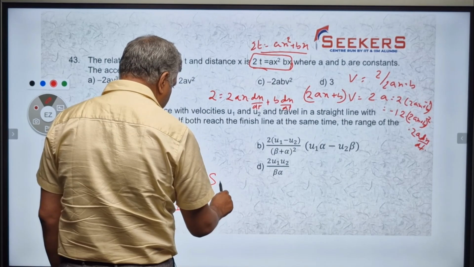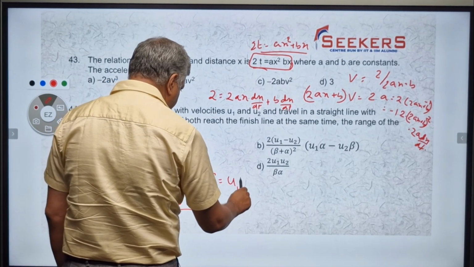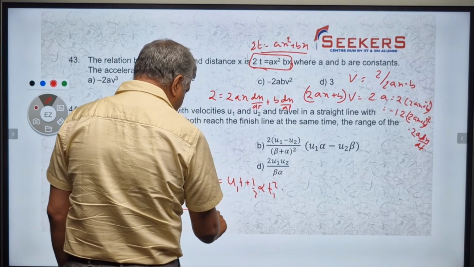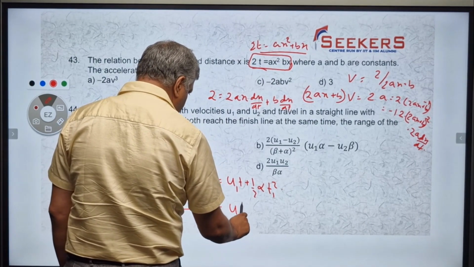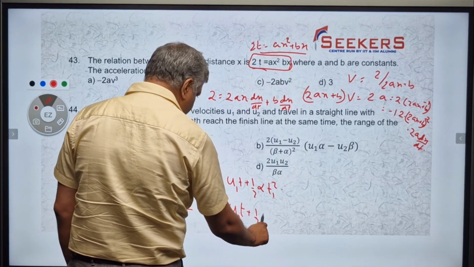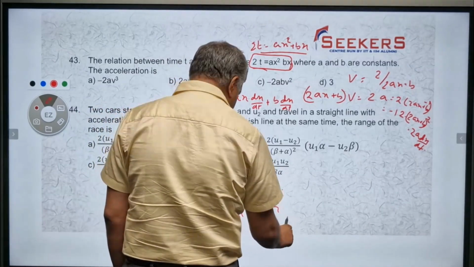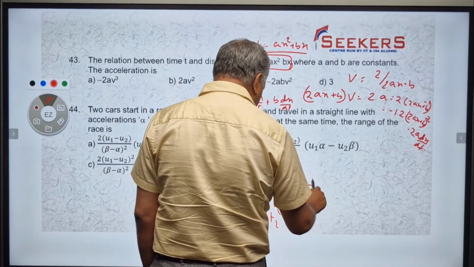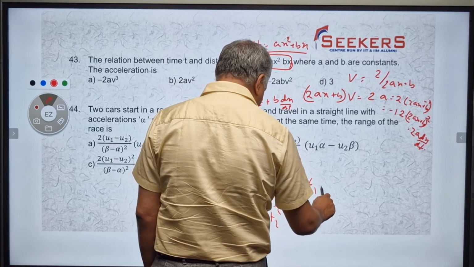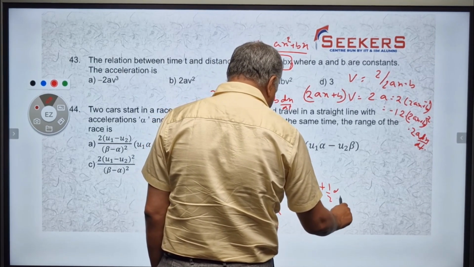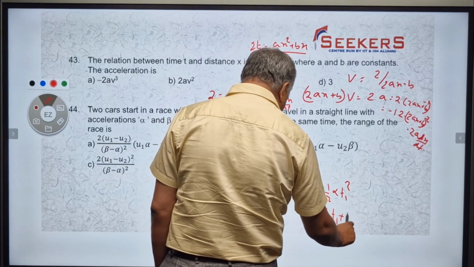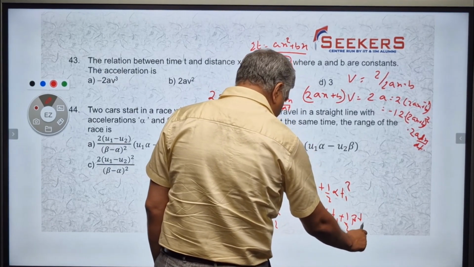So s is equal to u1 t plus half into alpha t1 squared. S is also equal to u2 t plus half into beta into t2 squared. Now these two are equal, so from there I can say that u1 t plus half into alpha into t squared is equal to u2 t plus half into beta into t squared.